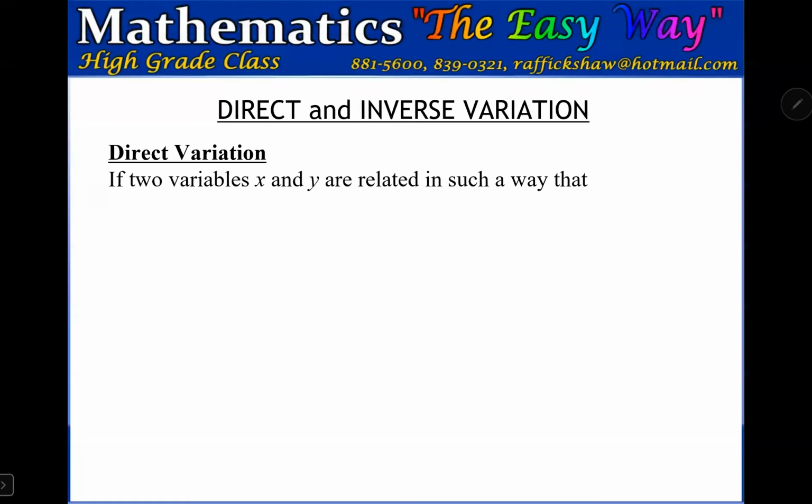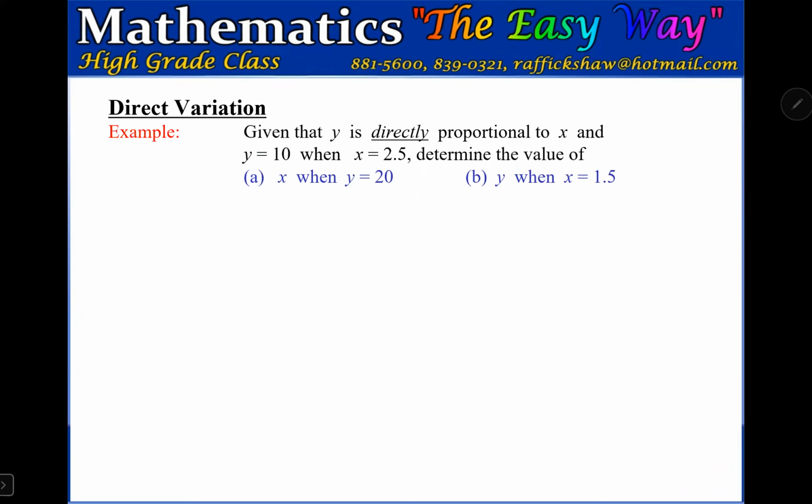So look at this example now. Given that y is directly proportional to x, and y equals 10 when x equals 2.5. So they will always give you some condition for you to use to find your k. Find k. They'll always give you some known information that you can use to find your k. Always. Right? It says now, determine the value of x when y is 20. That is part A. And determine the value of y when x is 1.5.